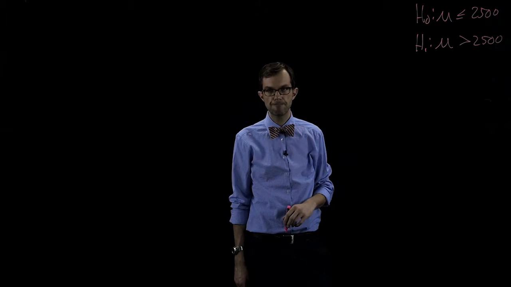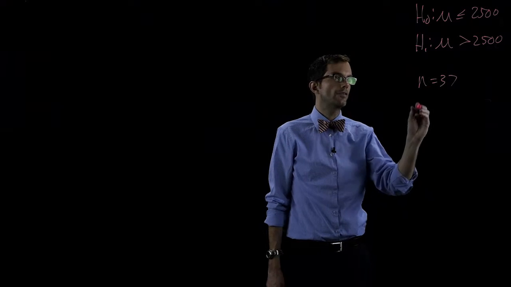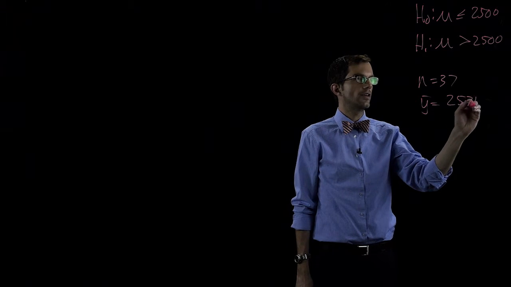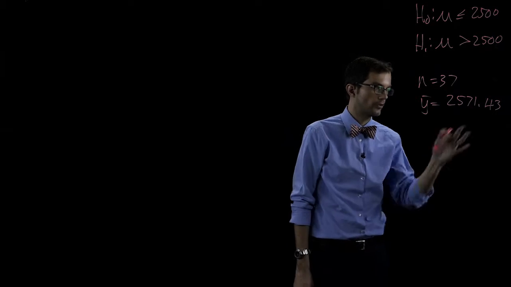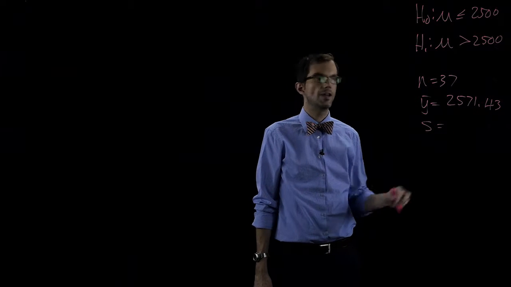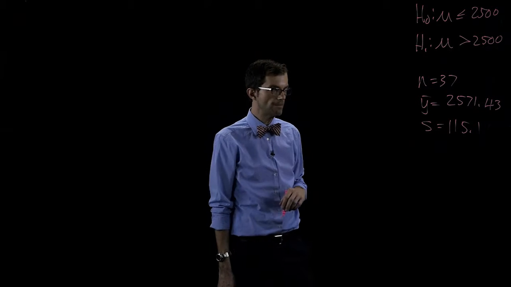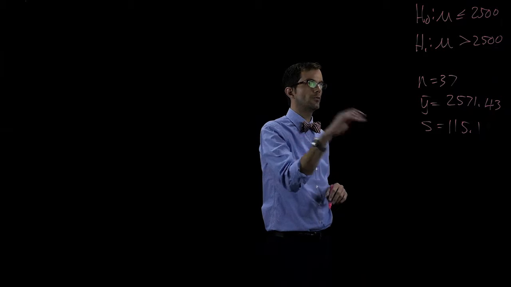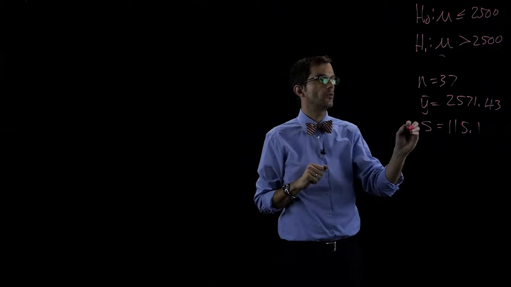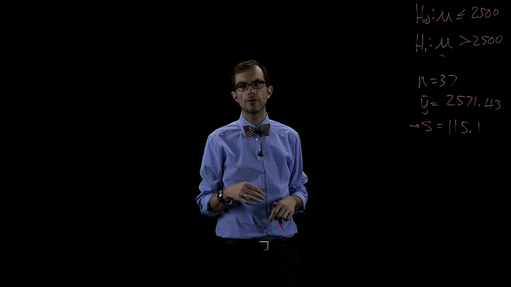2,500. We collected a sample of size 37 and found that y bar, the mean of that sample, is 2,571.43 pounds per lineal foot, and S, the sample standard deviation, is 115.1 pounds per lineal foot. We know this is a hypothesis for means, and we have a standard deviation in place of sigma, so we're going to have to use a t distribution for our test statistic.